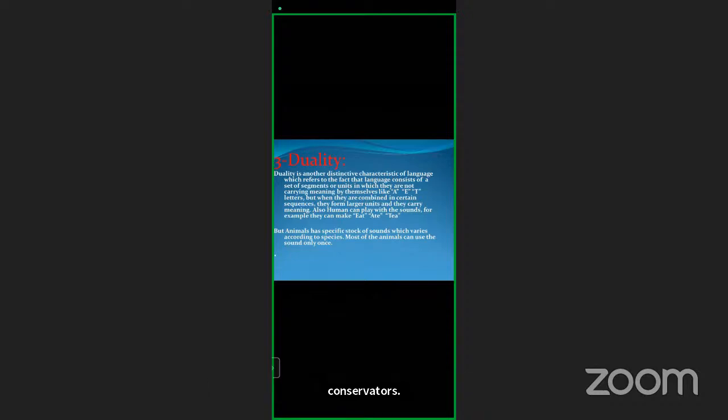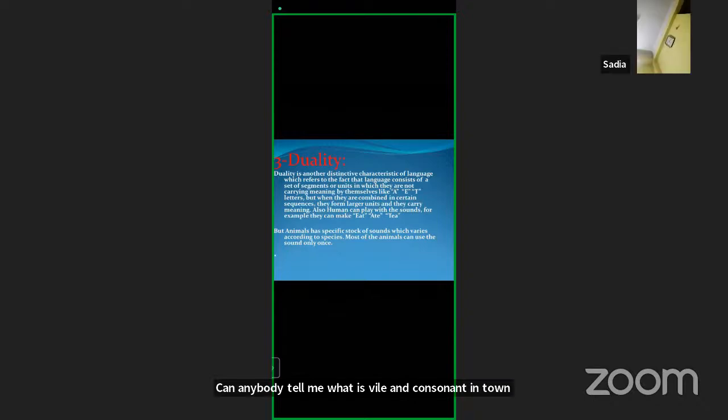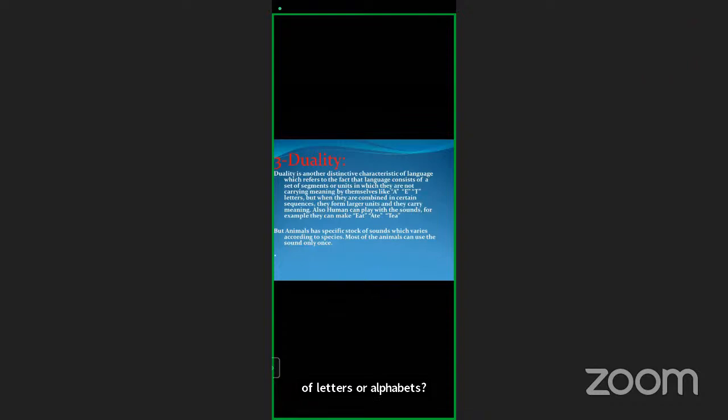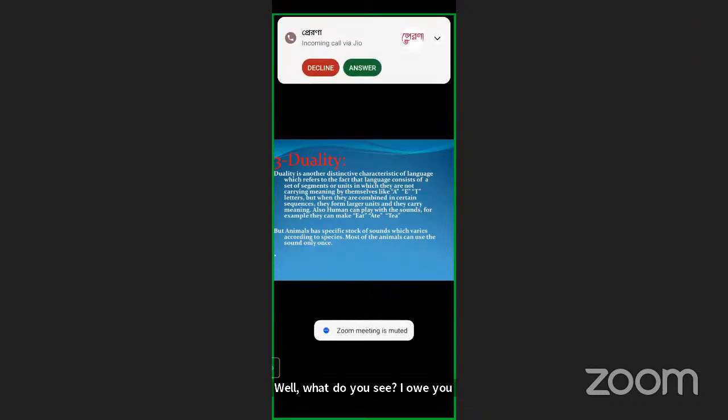Can anybody tell me what is vowel and consonant in terms of letters or alphabets? Vowel is A, E, I, O, U. Yeah, those are the vowel letters. Okay, and the remaining are consonants.